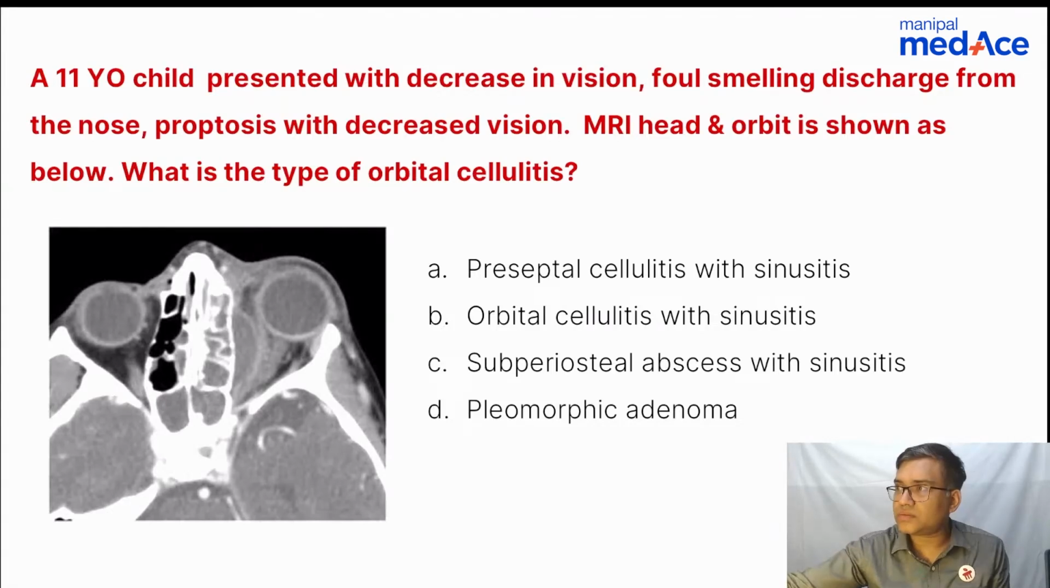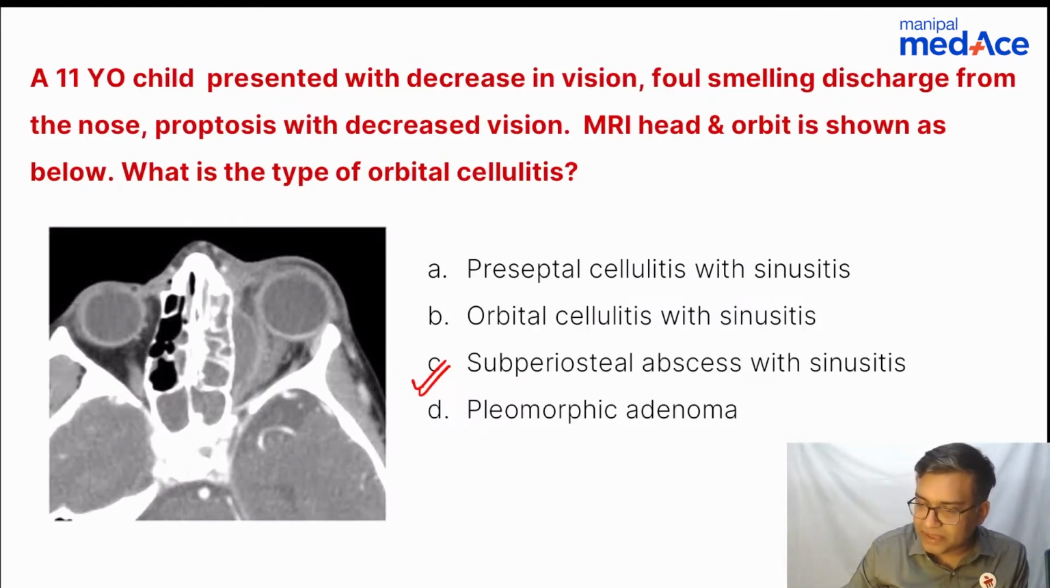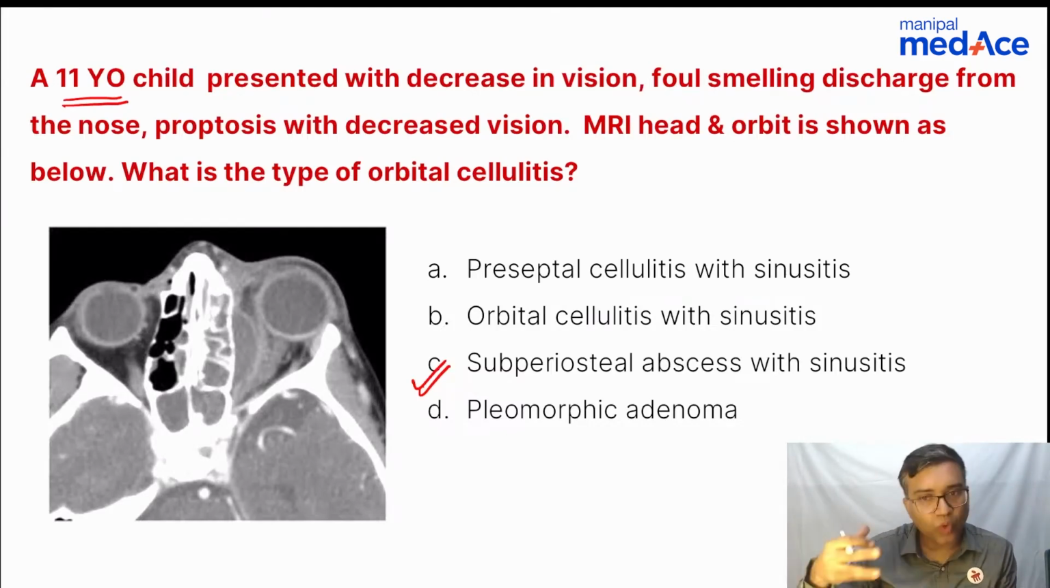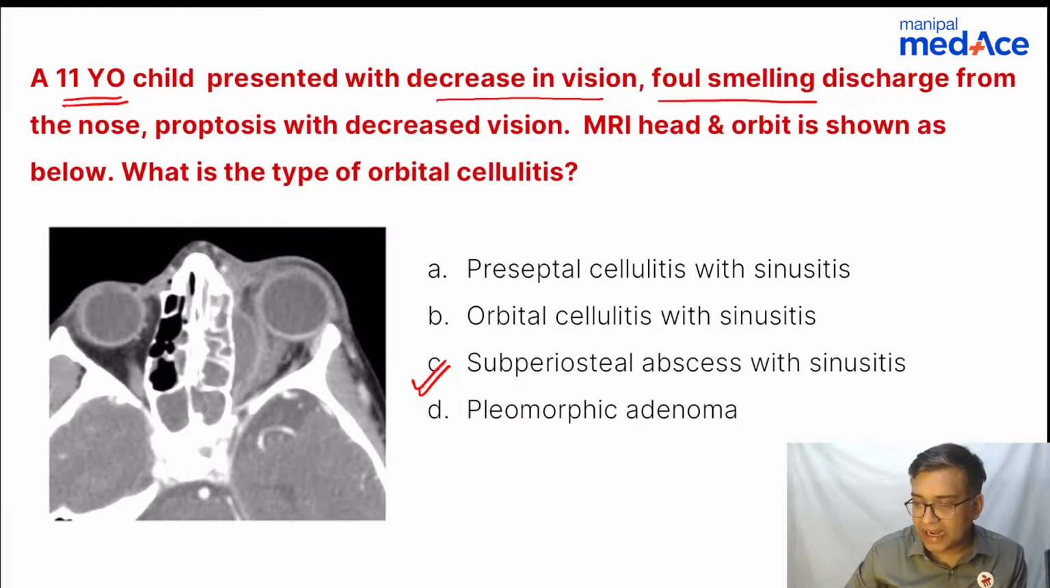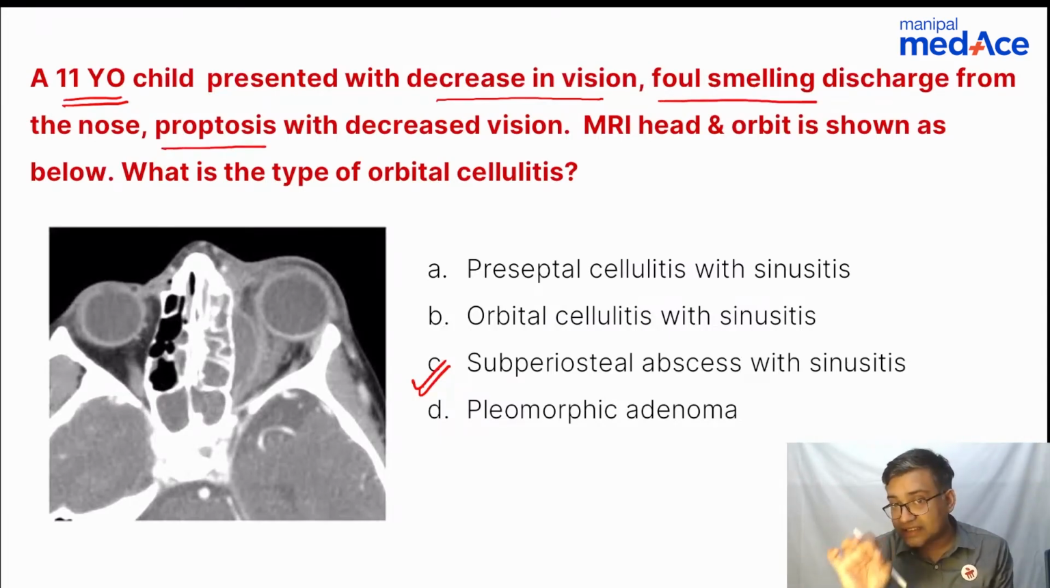So what is basically the answer here? The answer here is subperiosteal abscess with sinusitis. Can you all hear me? So what is happening here is that the patient has orbital cellulitis. What are the important hints telling us that? The patient has a decrease in vision, there is a foul smelling discharge, and there is proptosis. These are the various signs pointing towards the diagnosis of orbital cellulitis.